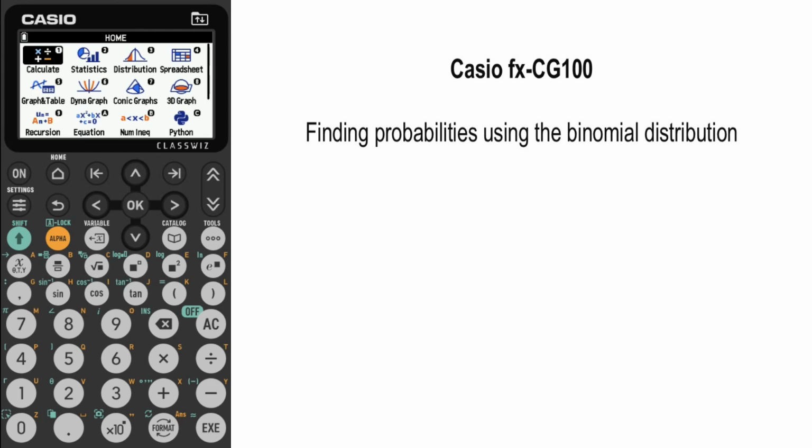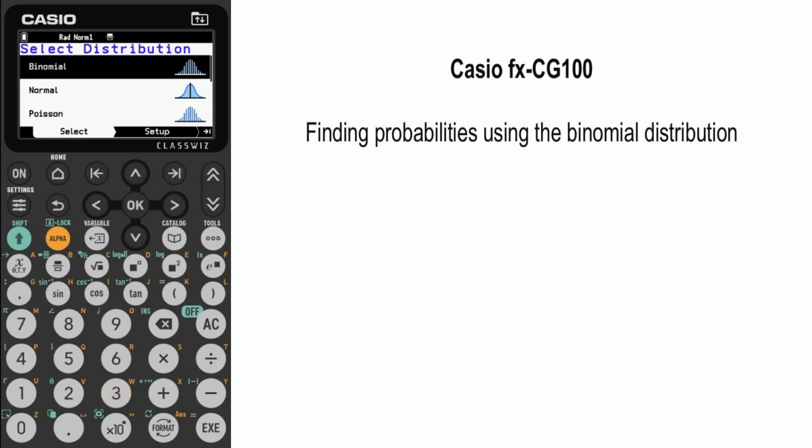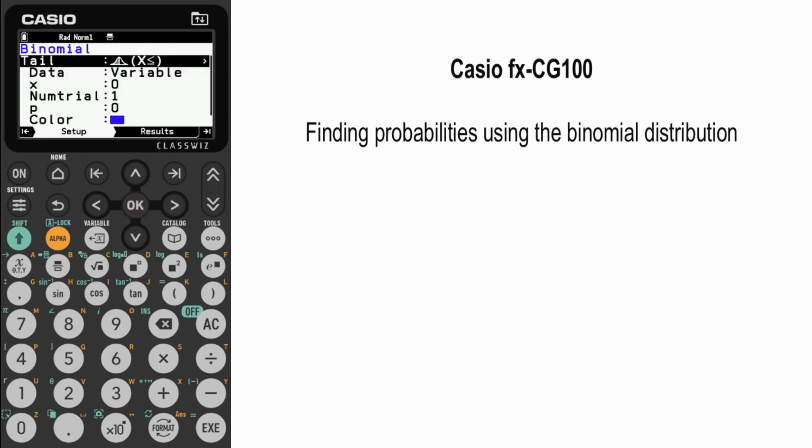We can find probabilities using the binomial distribution, and we can do this using the distribution application. We can access this by pressing the 3 key. The type of distribution we want is a binomial distribution. Now, once we enter in, you see this screen here.